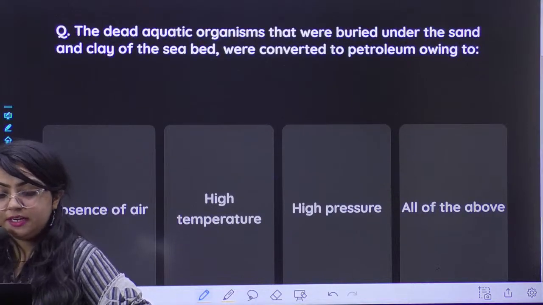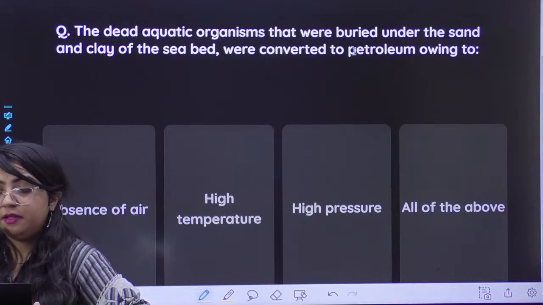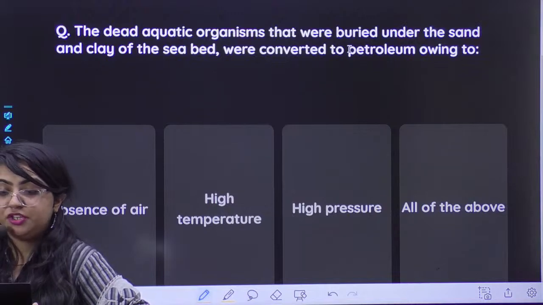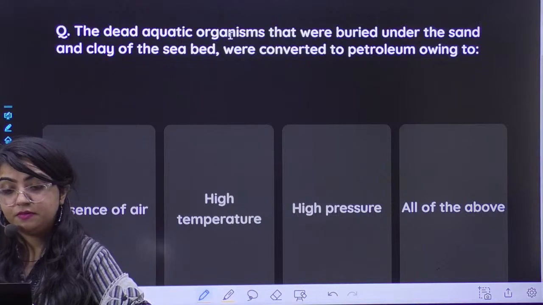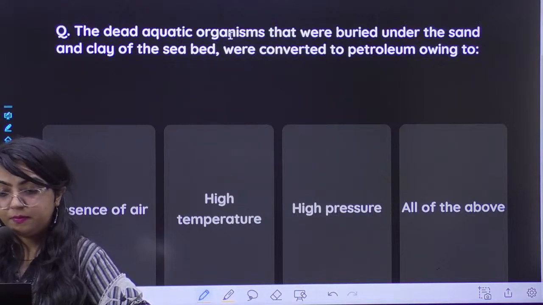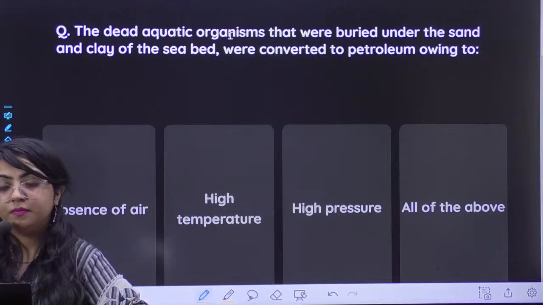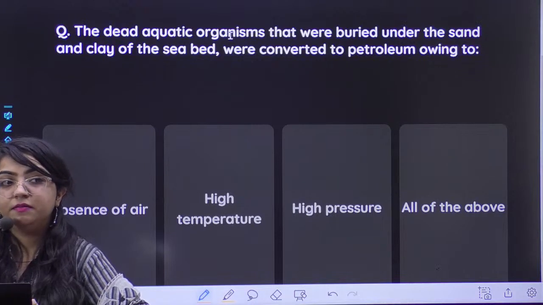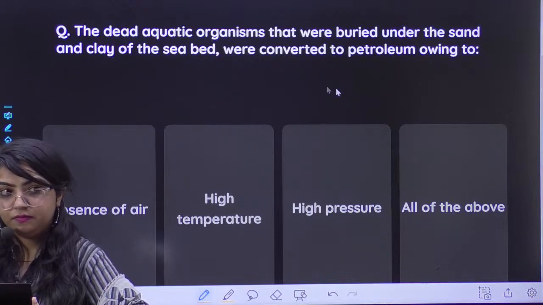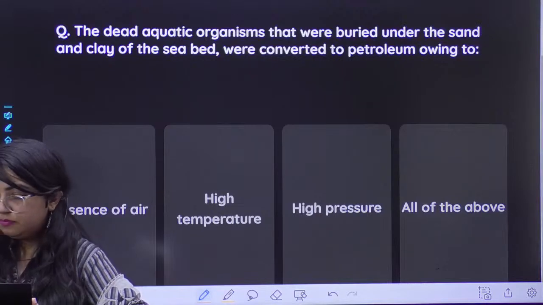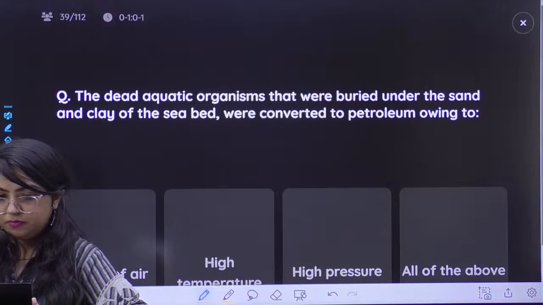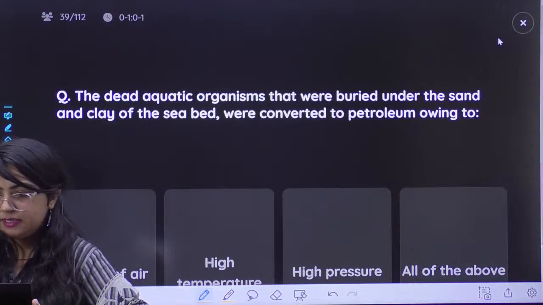Find out all the conditions which are required for the processing or the preparation of petroleum from the dead aquatic organisms. Please answer quickly. Let's check its answer now.